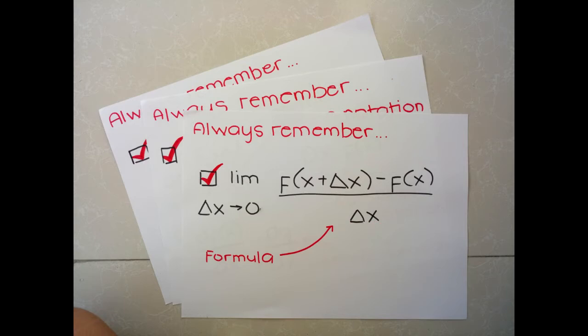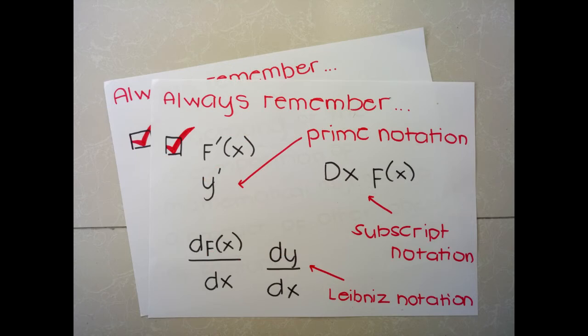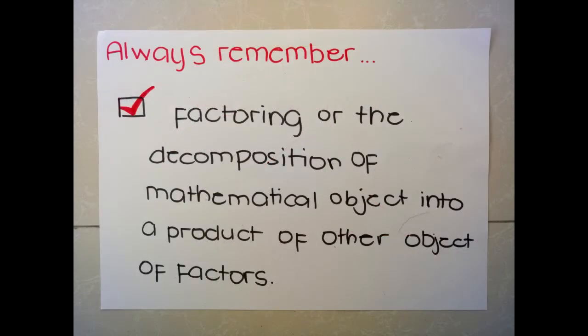In answering derivatives, we must always remember that before we start, we must first be familiar with the formula, which is the limit of f of x plus delta x minus f of x all over delta x as delta x approaches 0, and also with the variety of notations we may encounter, like prime, subscript, and Leibniz notation. Lastly, we may encounter equations in need of factoring, especially for larger sets of numbers.